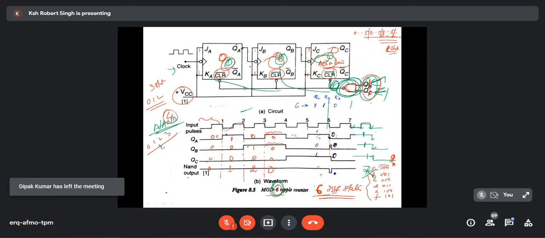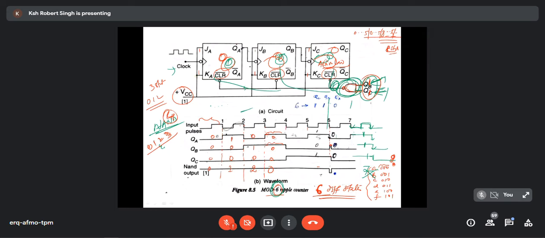QA, QC. Be careful. See carefully and answer. Mod 4 means it should come from 0, 1, 2, 3. So 0, 1, 2, 3.